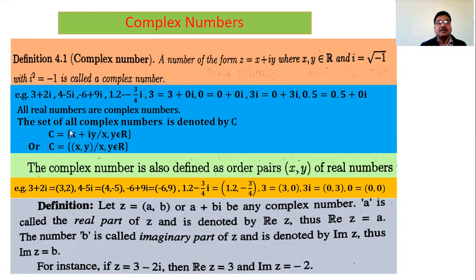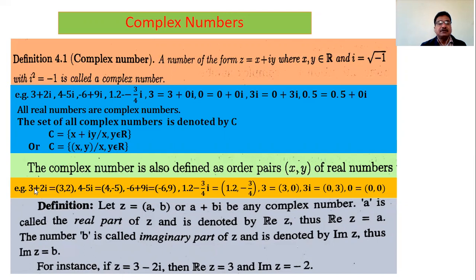X plus iy. It is the set of elements of the type x plus iy, x and y belong to R. And we can write this x plus iy in the form of an ordered pair, that is, in round brackets x comma y. So both notations are the same. That is, either write x plus iy or in round brackets x comma y, that is ordered pair xy, such that x and y are real numbers.